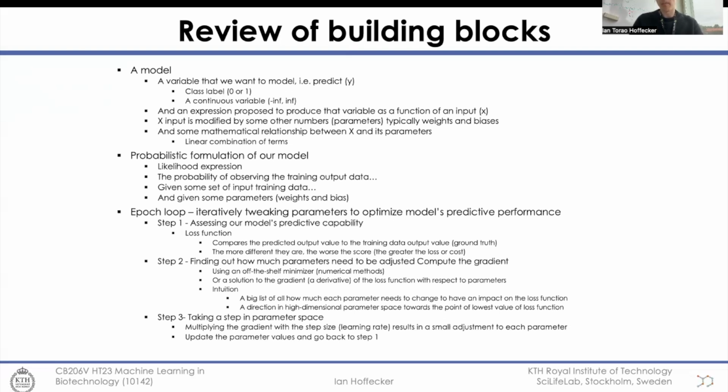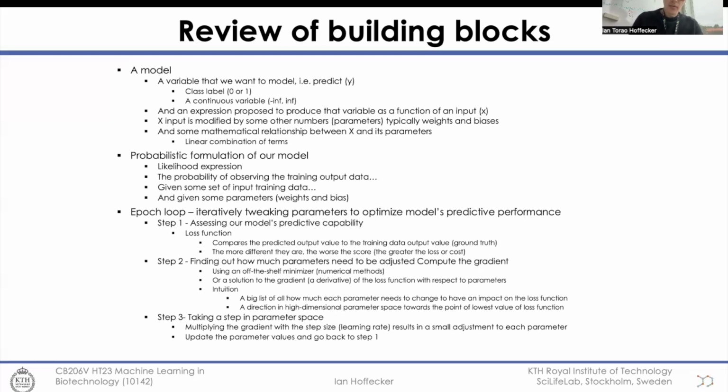And we have some kind of mathematical formula that is going to relate our input data x to this predicted variable y. And it's going to be modified by other numbers, parameters, and we're typically calling these weights and biases in this field. And the idea is that this transformation of the input with these parameters is going to end up accurately predicting our modeled variable y if we somehow choose the right values for these parameters.